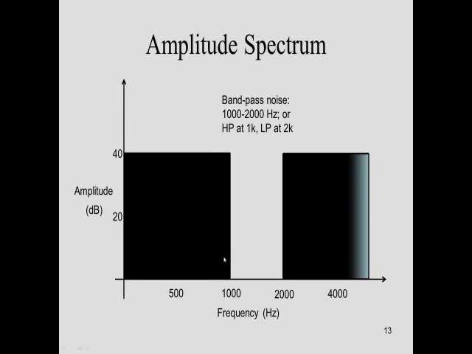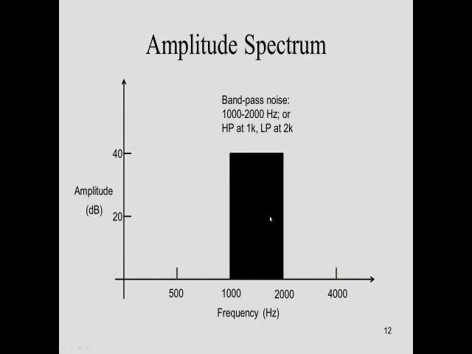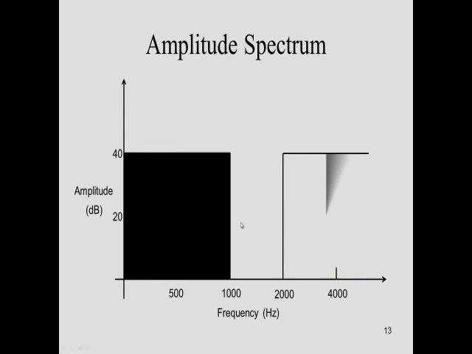Typically, the band reject, and that's what this should be called. It's not really a band pass noise. This should actually be a band reject noise. I apologize for that. It is typically just used experimentally. The band pass noise is used for a variety of different masking type experiments, or even for developing masking devices for people who have tinnitus.